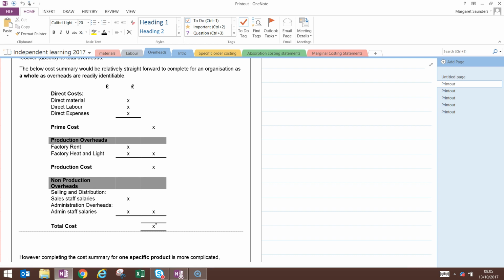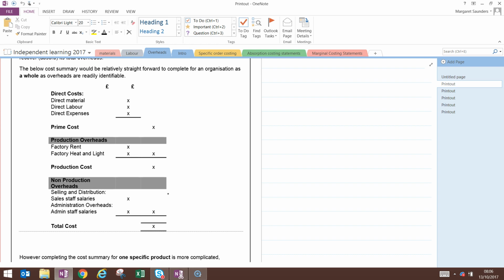Now, if we're producing a cost summary for an organisation as a whole for a period of time, so perhaps we want to produce a cost summary for the month, that would be relatively easy to do. We could pick up all our direct costs for the month from our records. We could find out what our monthly rent is, we could find out what our monthly heat and light cost is and include those. And then we could do the same for our non-production overheads. So we would have a total cost of production for the month.